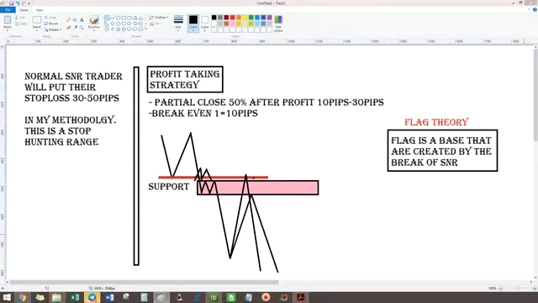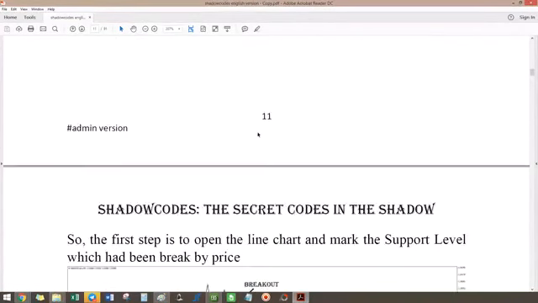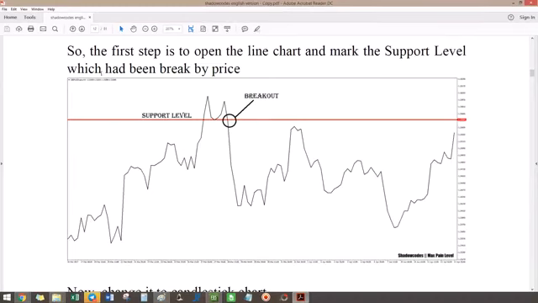If you have any question, you can ask at the Telegram. And when we break, we always have a base or flag. Yes, when you break the support level, you will always have a flag. You can zoom into a lower time frame and you can see a flag. For example, let's see the example.